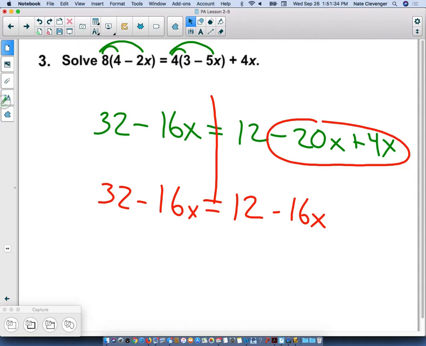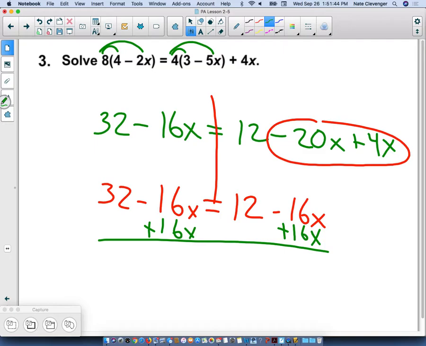Now, if I'm doing what I had taught you guys to do, where we add our x's at this point, both of our x's go to 0. So I have 32 on this side, I have 12 on this side.